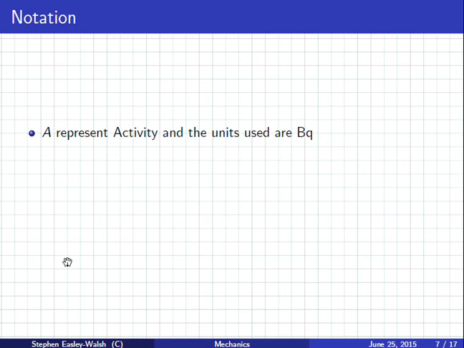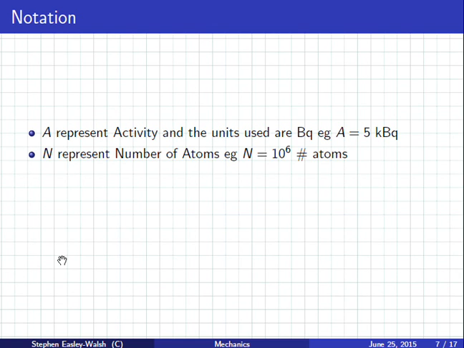So just to be clear about the letters I'm using here, A I'll use for activity, and the units are Bq. So for example, A equals 5 kilo Bq. And N represents number of atoms. So here, N would be, for example, something like 10 to the power of 6 atoms. So A is activity and N is number of atoms. That's all you really need to know.